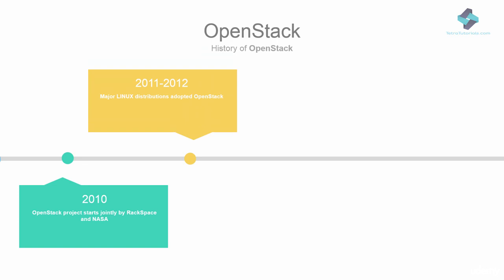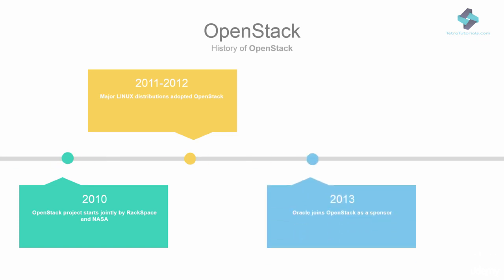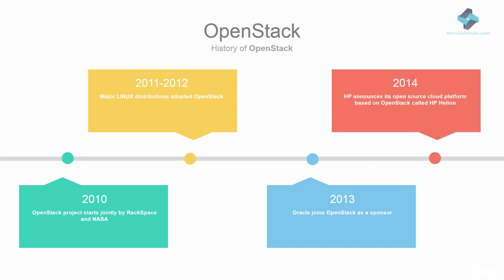In 2011 and 2012, major Linux distributions like Ubuntu, Debian, SUSE, etc. adopted OpenStack. In 2013, Oracle announced it had joined OpenStack as a sponsor and planned to bring OpenStack to Oracle Solaris, Oracle Linux, and many of its products. In May 2014, HP announced HP Helion and released a preview of HP Helion OpenStack Community Edition.